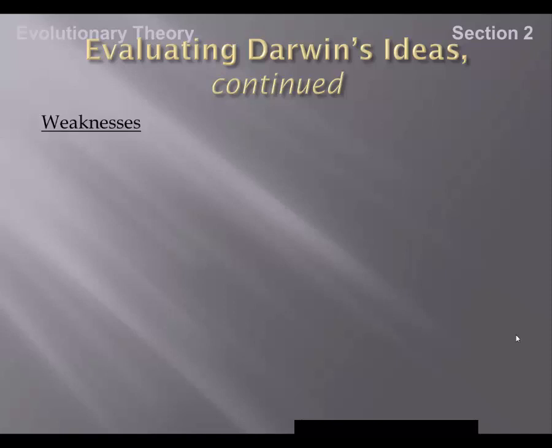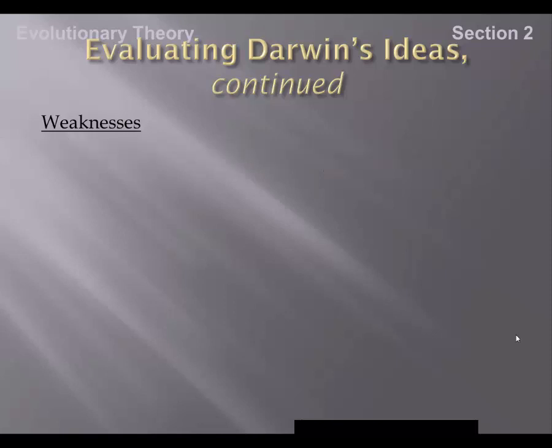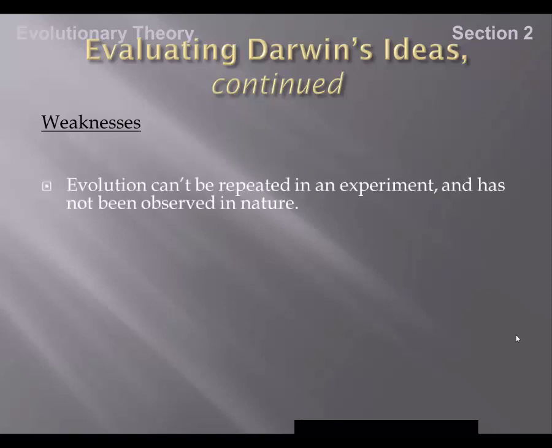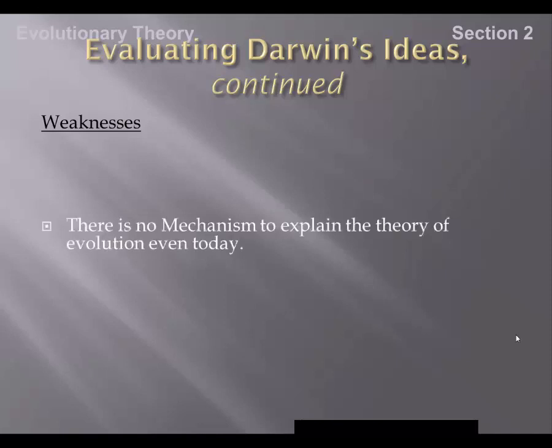Let's now look at the weaknesses in his theory. Darwin's explanations were incomplete in one major way. He knew very little about genetics. Evolution can't be repeated in an experiment and has not been observed in nature. There is no mechanism to explain the theory of evolution even today. So what would be the driving force for this theory of evolution? We can't explain that.